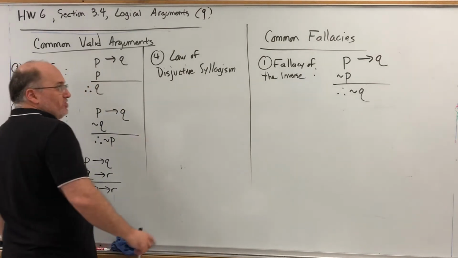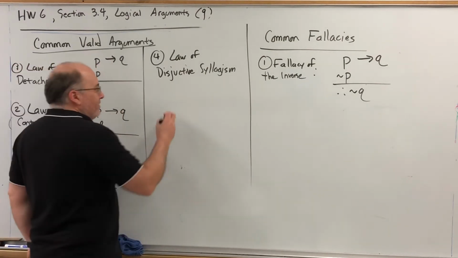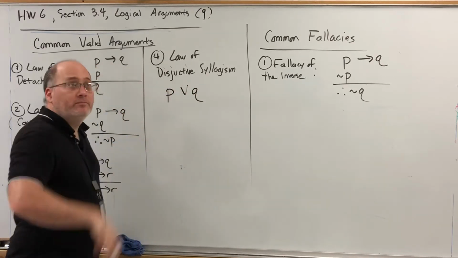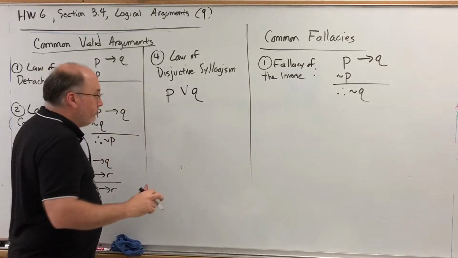The Law of Disjunctive Syllogism models that symbolically. Premise number 1 is a disjunction. P or Q. At least one of them is true.